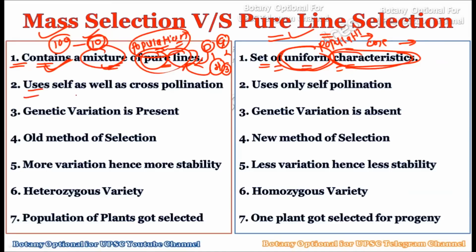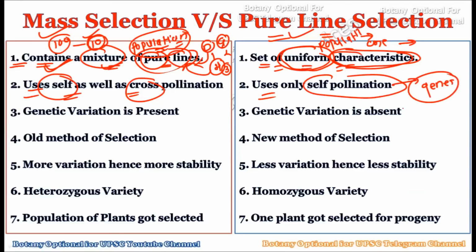Then the second point: mass selection usually involves self as well as cross pollination. In mass selection, we work on both types of plants, that is self-pollinated plants as well as cross-pollinated plants. But in pure line selection, we only go for self-pollination, because in a pure line we want to conserve the genes. We do not require any type of variation among the genes which were selected earlier, and hence we only work with self-pollination. Whereas in mass selection, you can go for self pollination as well as cross pollination, because we don't care here about the variation.